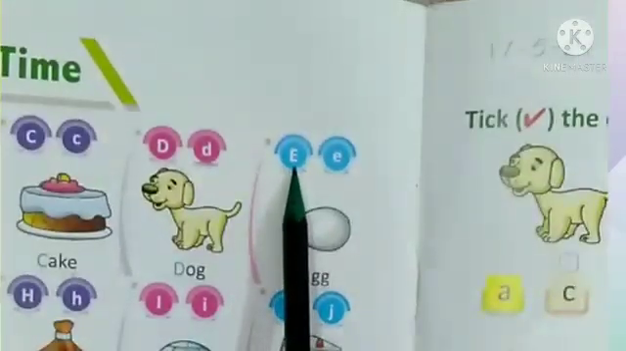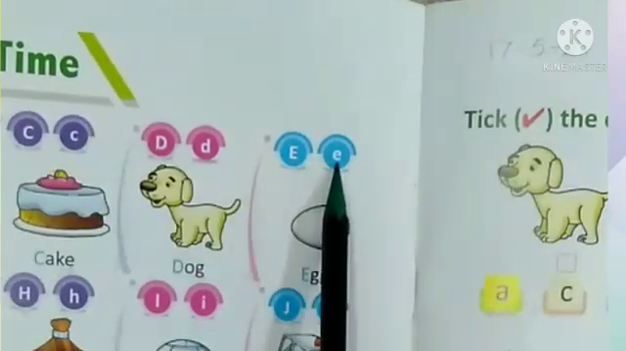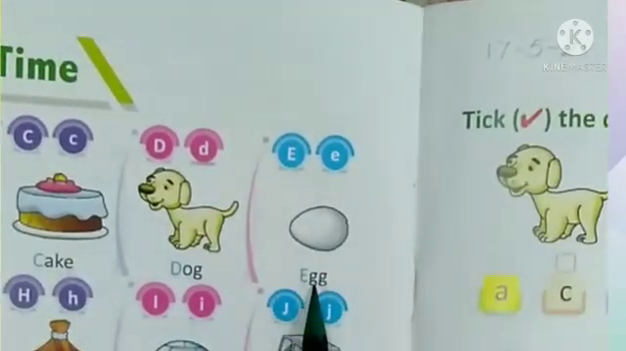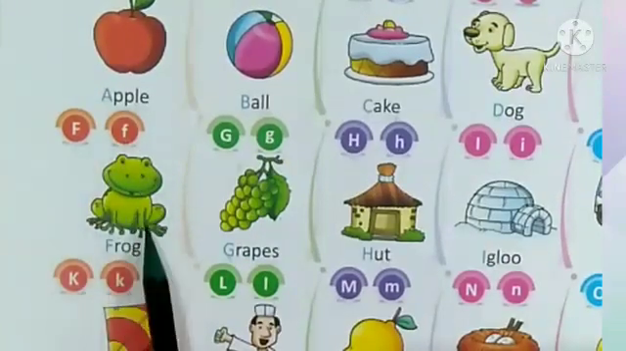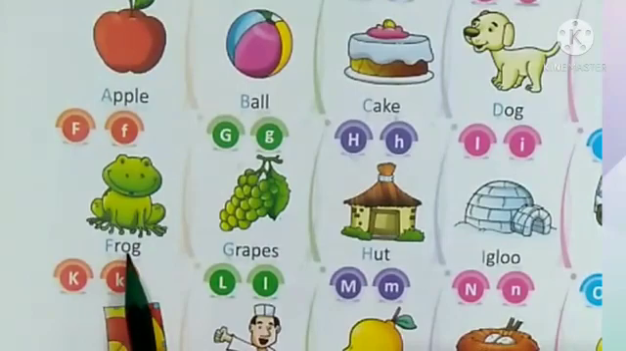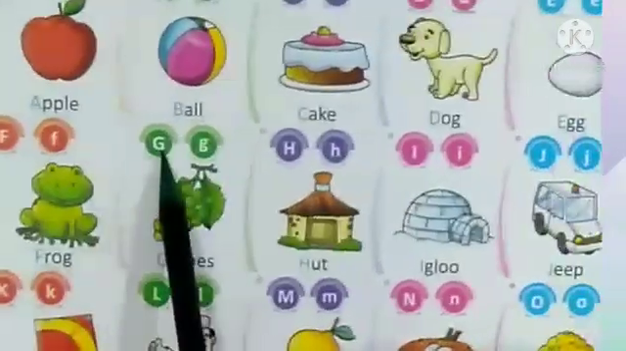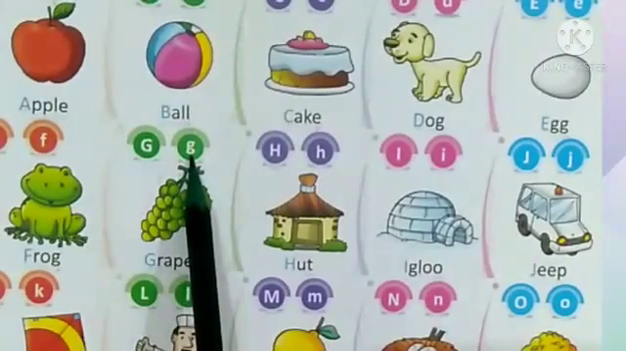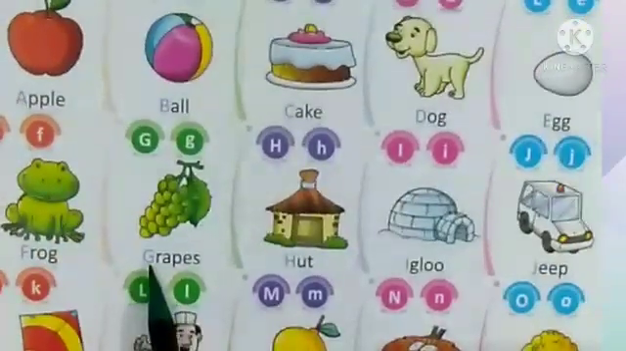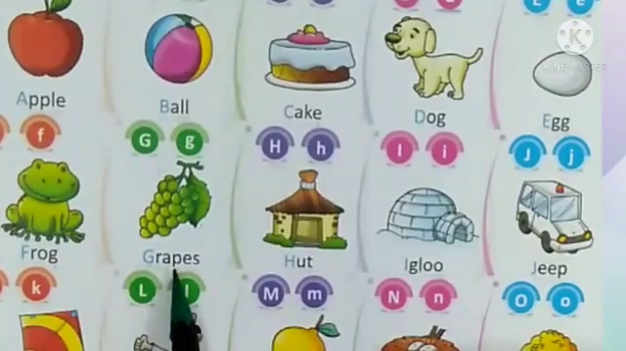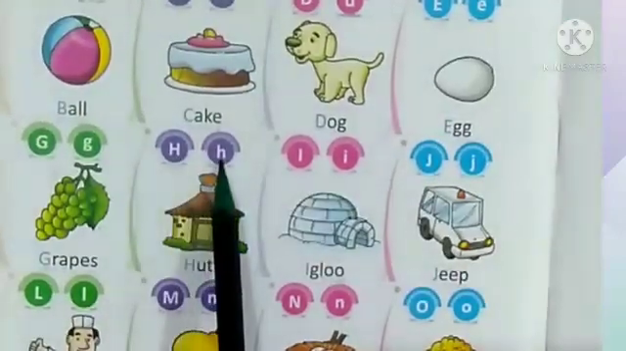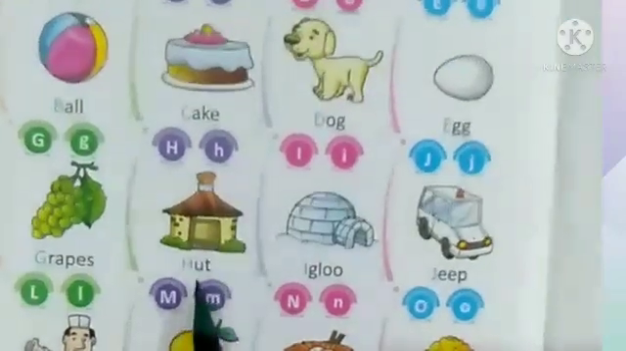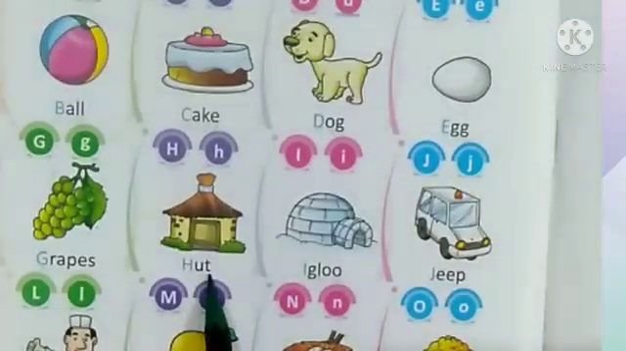E for egg. This is capital E and this is small e. E G G, egg. F, capital F and this is small f. F for frog. F R O G, frog. G, capital G and this is small g. G for grapes. G R A P E S, grapes. H, this is capital H and this is small h. H for hut. H U T, hut.